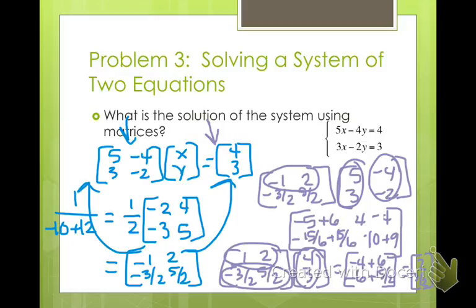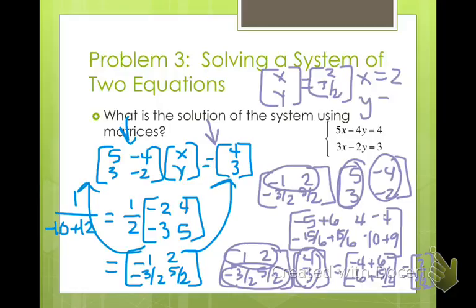So x is 2. Remember, x is on the top. So what we have left is x, y equals 2, 3 halves. So x equals 2, y equals 3 halves. Isn't that cool? That's one more way that you can use to solve systems of equations.